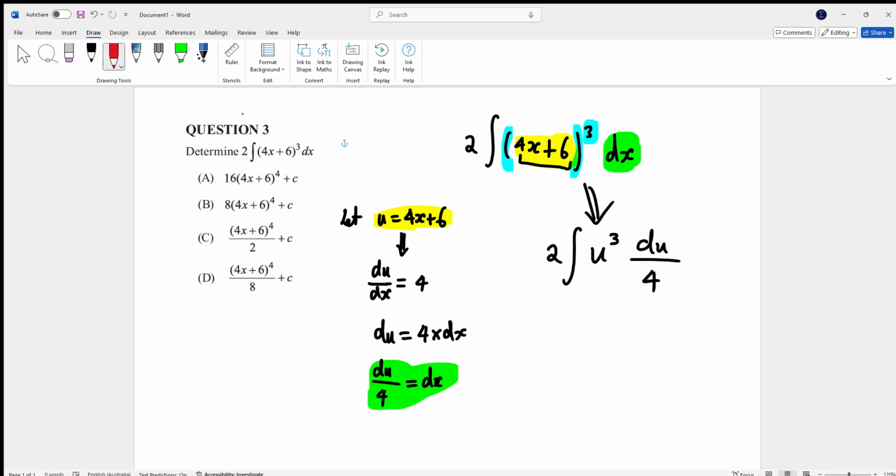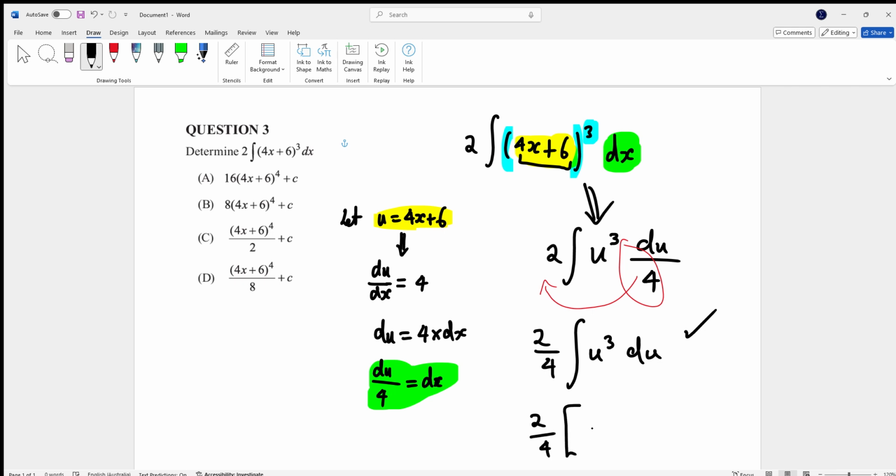Now, we can take that 1 over 4 out the front because it's a constant. So here you have 2 over 4 at the front, the integral u to the power of 3 du. All of a sudden, that's a very easy integral to do. You just add 1 to the power, divide by the new power, then plus c. Okay? Then you've got to multiply out that 2 over 4.